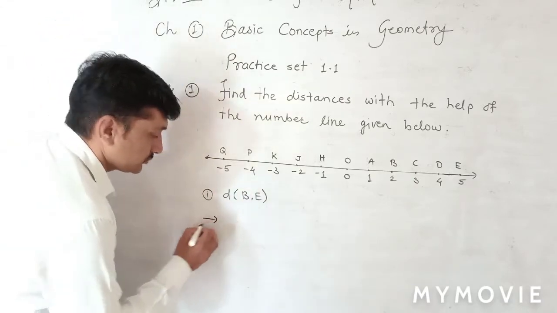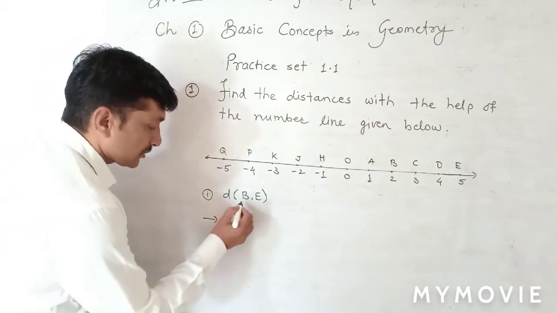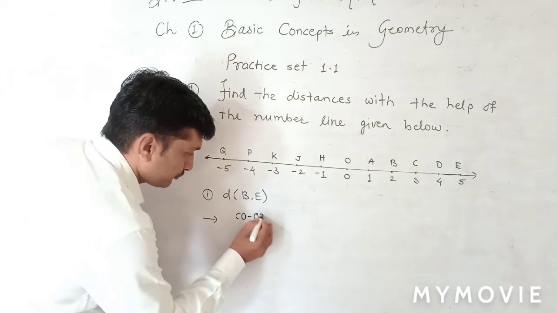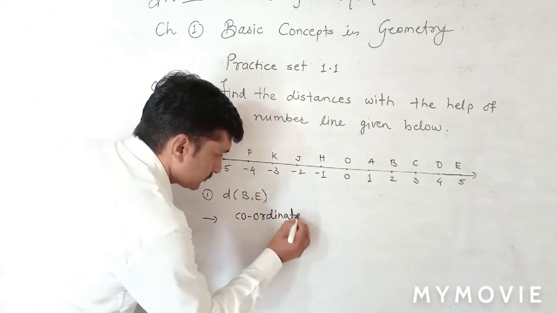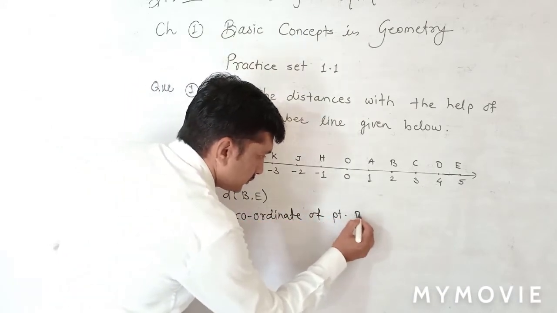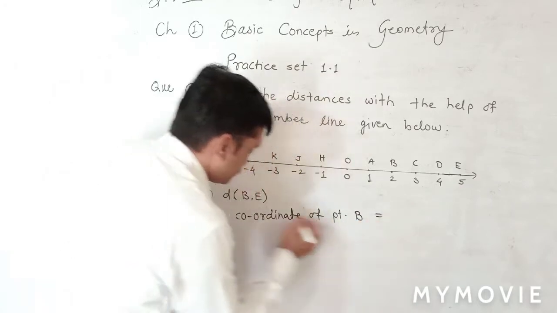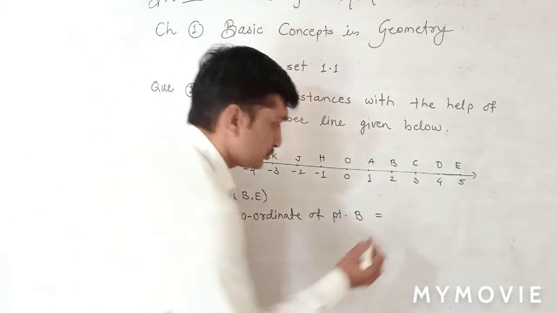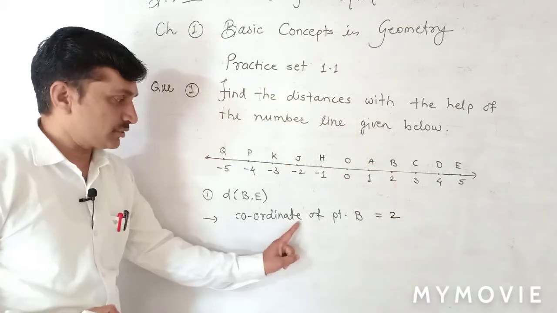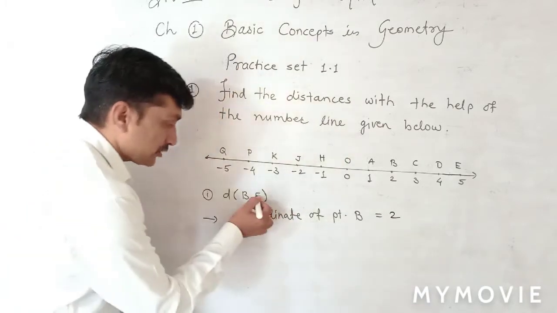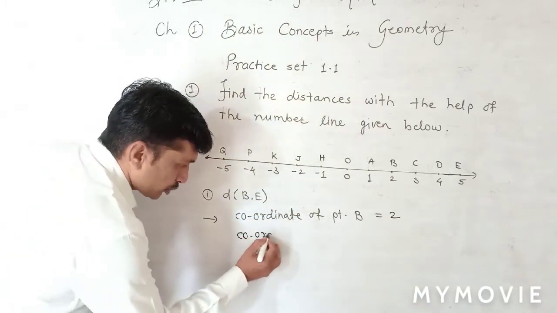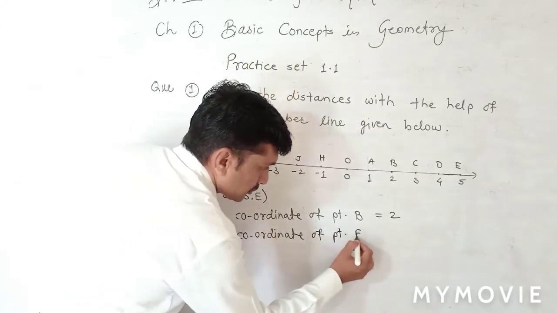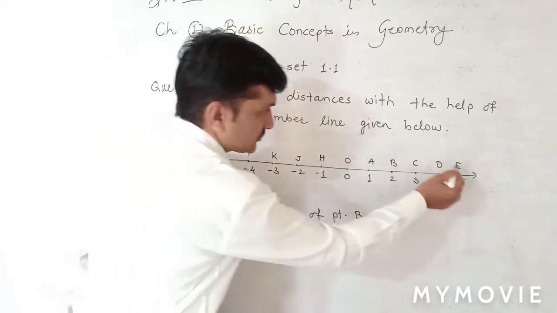How to solve? See the steps. It is very easy. First of all, write the coordinates of both points. The coordinate of point B is equal to, what is the coordinate of point B? Point B you see here, the coordinate is 2. The coordinate of point B is 2. Then write for E, the coordinate of point E. Now on the number line you see, point E is here. The coordinate is 5.